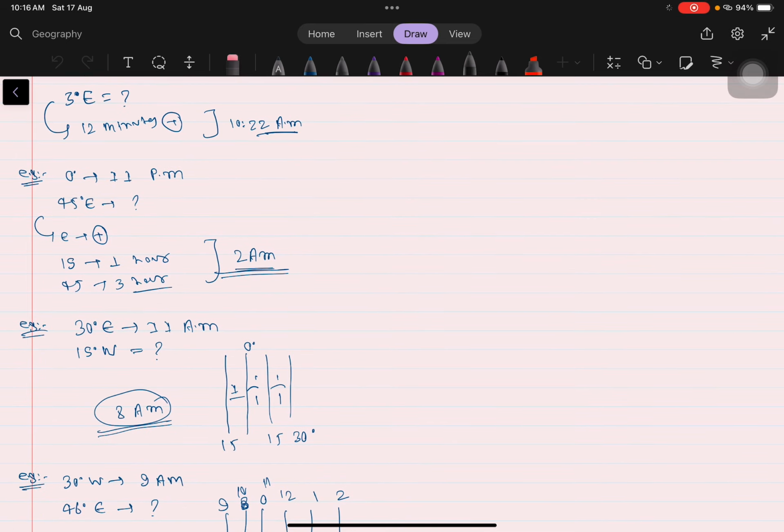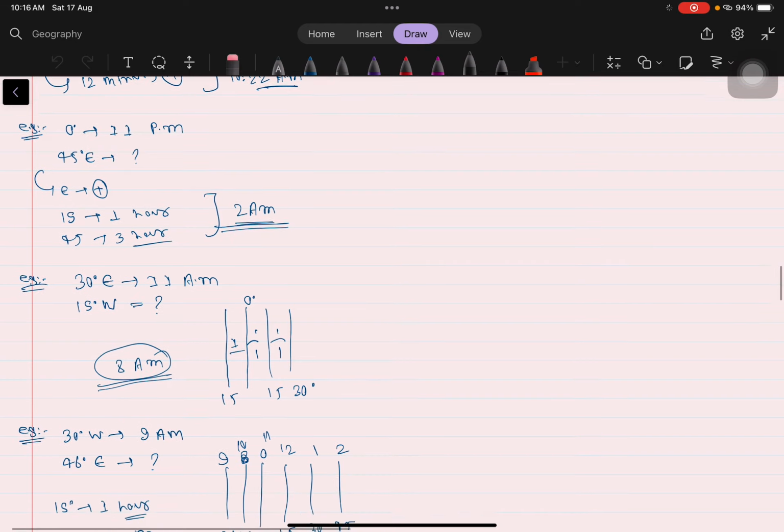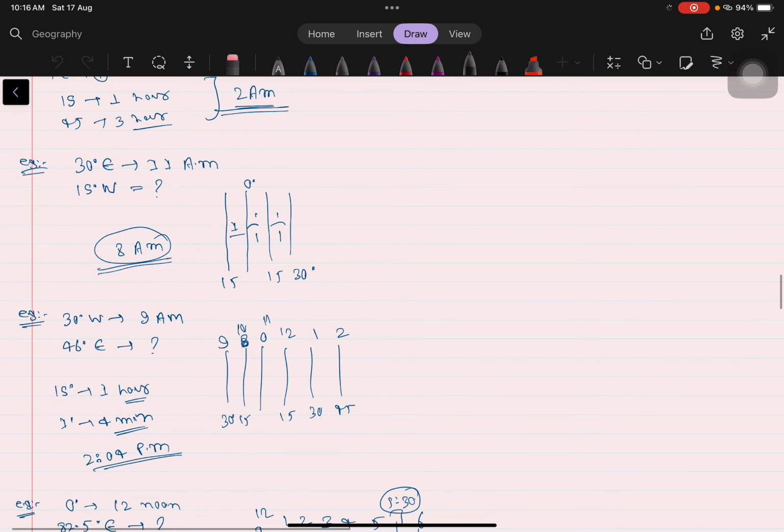Now at 30 degrees east the time is 11 a.m. Then what's the time at 15 degrees west? We have to move 45 degrees towards the west direction, so we need to decrease 3 hours from 11 a.m. So here the time will be 8 a.m. Now the time at 30 degrees west is 9 a.m.